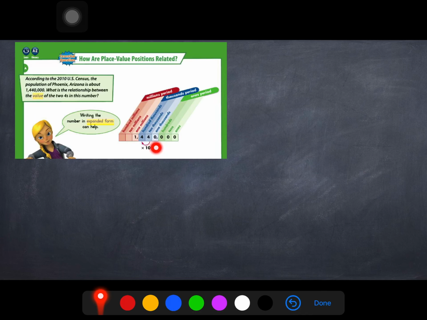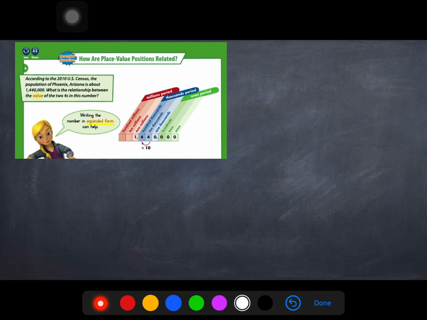What is the relationship between the value of the two fours? They've done the same thing. They wrote the whole number in the place value chart. I have a 4 in the 100,000s and a 4 in the 10,000s. How are they related to each other? And she suggests that writing your number in expanded form could help.